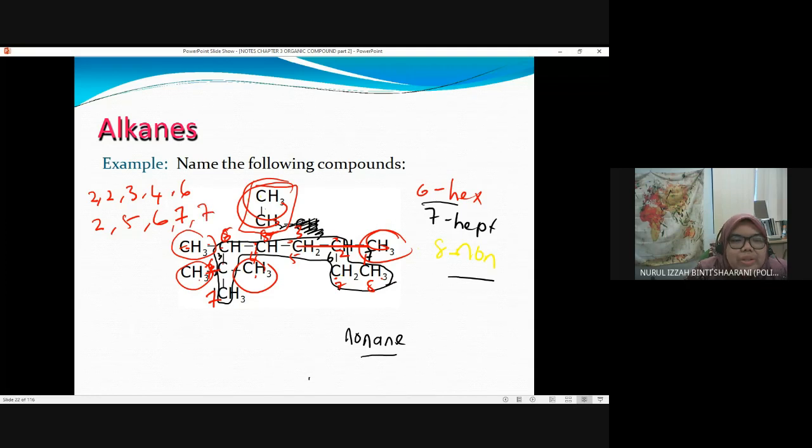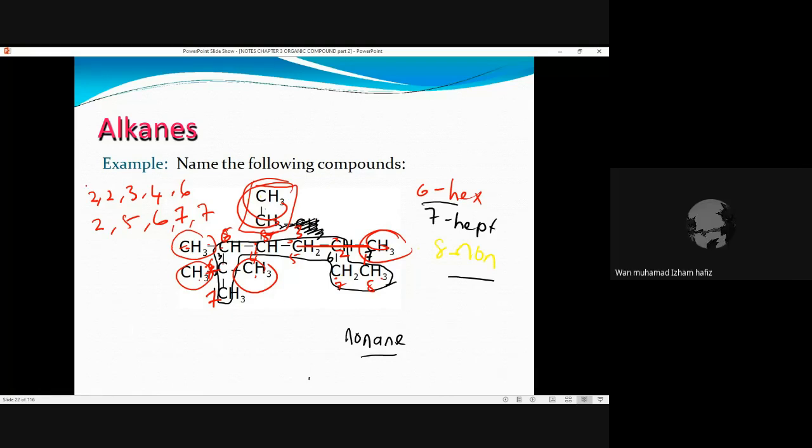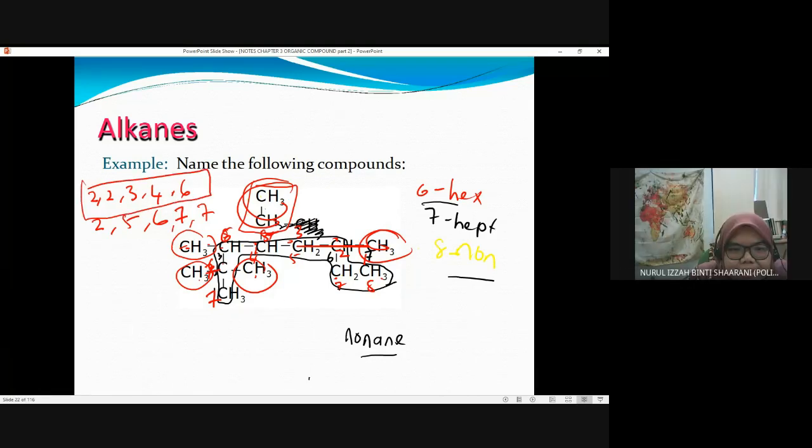So combination number yang paling rendah, atas ke bawah? Atas. Okay, yang atas ni kan. Okay, so itulah kita punya combination number yang rendah. Okay, so kita akan ambil direction yang daripada bahagian sini tadilah. Okay, so and then after that we identify what is the substituent yang kita ada. So 2, 2, 3, 4, 6.